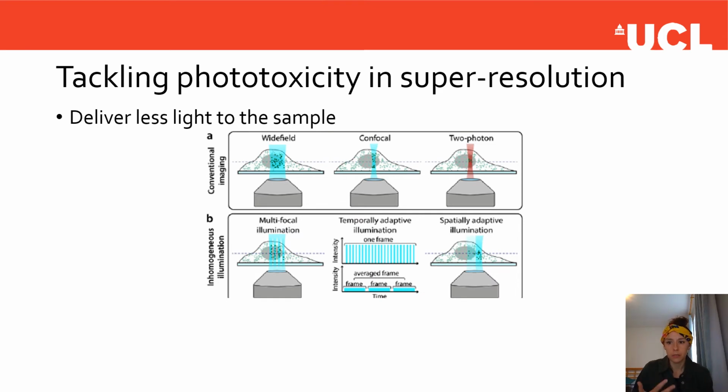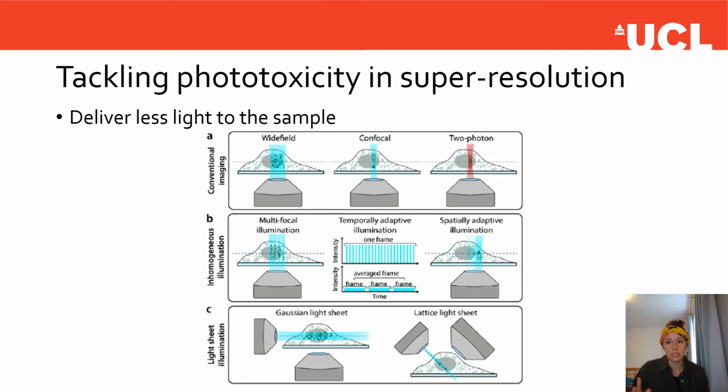You can use inhomogeneous illumination to try and reduce the light dose to your sample. For example, multifocal illumination, or delivering your light in temporal chunks. Or you can also do things like spatially adaptive illumination, where depending on what the fluorescence is in your sample, you can either make your light more intense or less intense. So only delivering light to excite molecules where it's needed, for example.